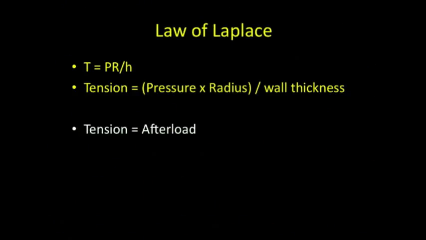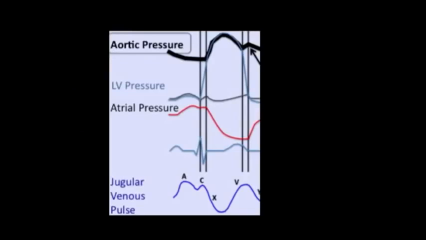Now remember the law of Laplace. So we have tension, which essentially equals afterload, equals the pressure times the radius of the left ventricle divided by the wall thickness of the left ventricle. And always remember where we are in the cardiac cycle. So the assisted end diastolic pressure should be where exactly? So it's lower again, right? So it should be somewhere around there, and I have that circled.